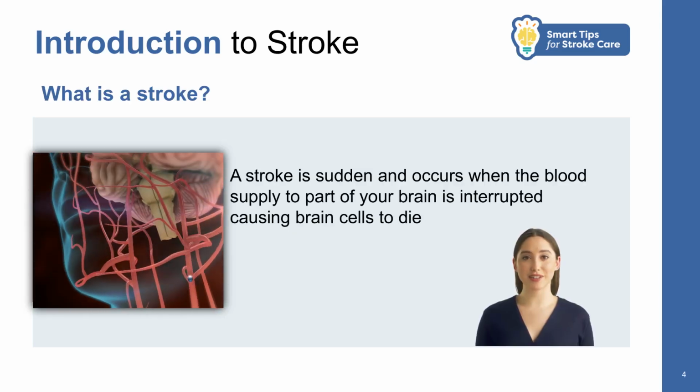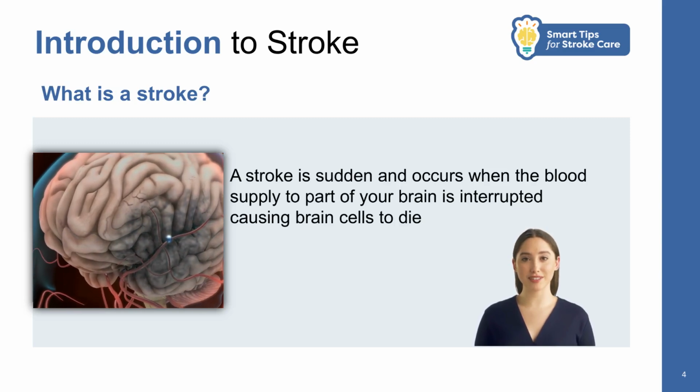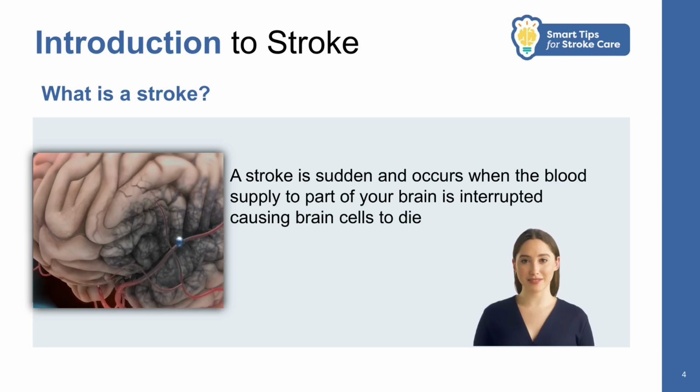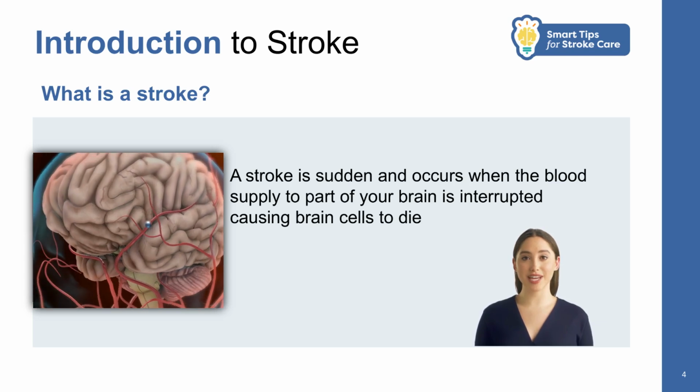A stroke is a sudden event and occurs when the blood supply to part of your brain is interrupted. This causes brain cells in that area of the brain to die. The effects of a stroke depend on the part of the brain that was damaged and the amount of damage that was done.